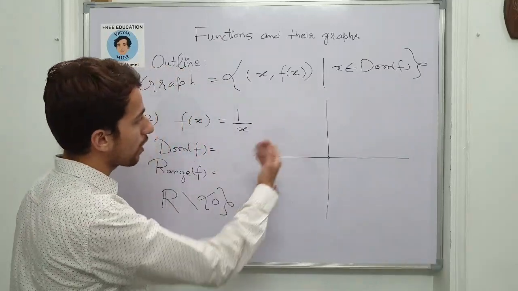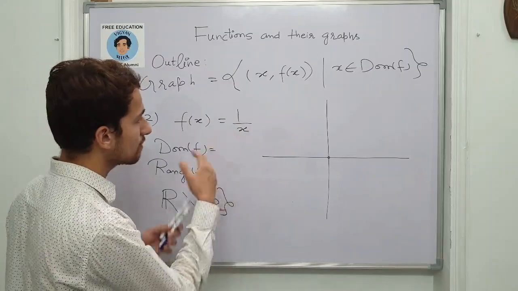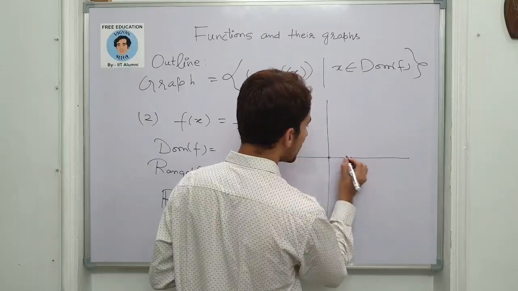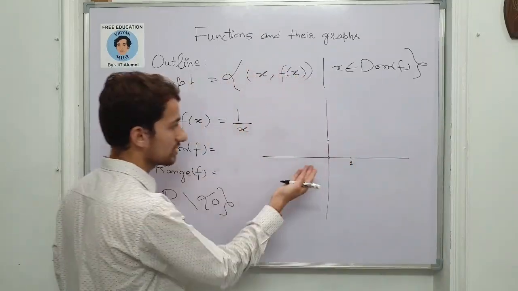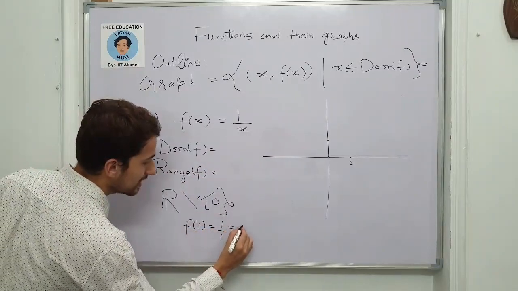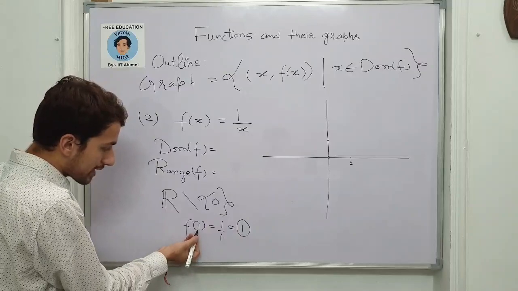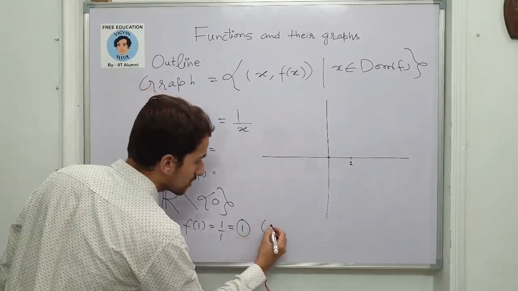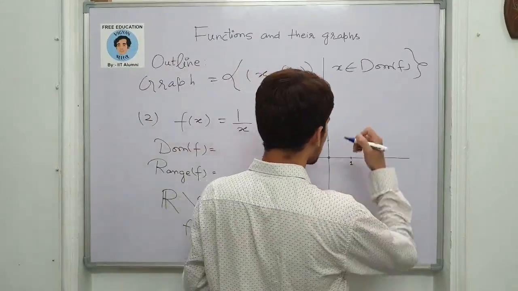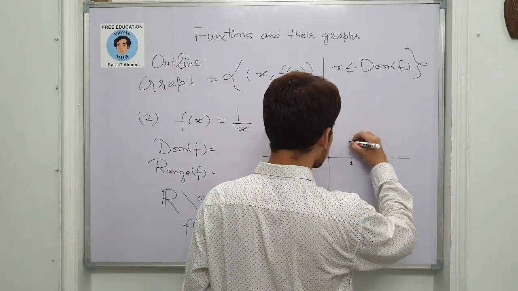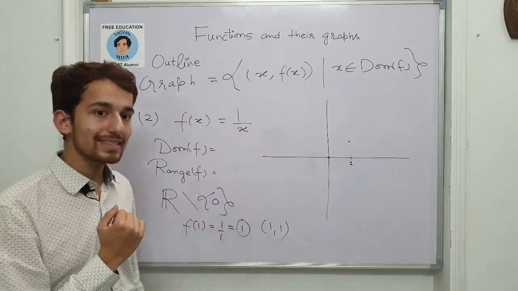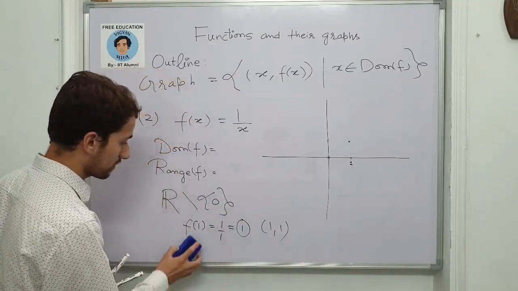Now if I plot its graph, let's look at some points. Suppose I choose x to be 1, the output is also the same. You can just substitute easily: f of 1 is 1 by 1, which is 1. So corresponding to this input 1, the output is also 1. So this is your ordered pair, 1 comma 1. Here your point lies. Now choose a point less than 1. Suppose I choose a point half.